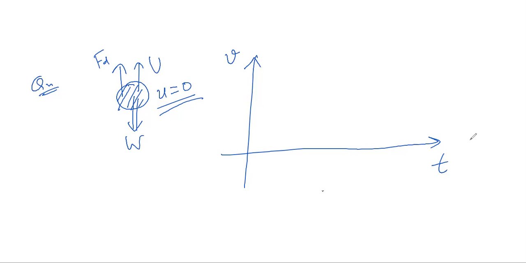So if velocity is increasing, sorry, I'll do it again. If velocity is increasing like that, that means that thrust is increasing, and that means that drag force is increasing. So there's a time when velocity is constant, I think, and after that it must come down.